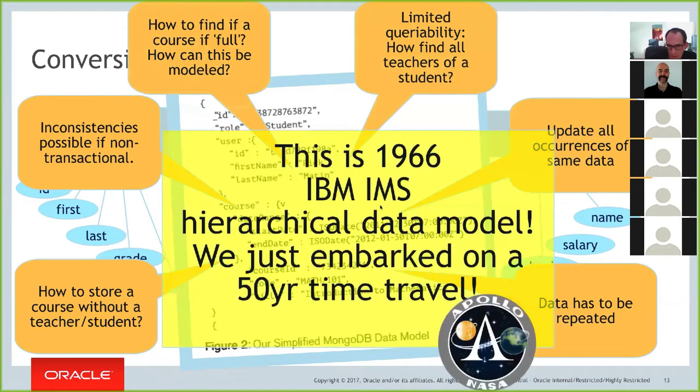And if you think about it, then you basically just got on a 50-year time travel into the past, because these are exactly the problems that predated the relational system. This is IBM IMS. So this is the hierarchical database that was built in the 50s or in the 60s when they started the Apollo moon project, where they wanted to send a rocket to the moon. So this is an example of how not to do it.